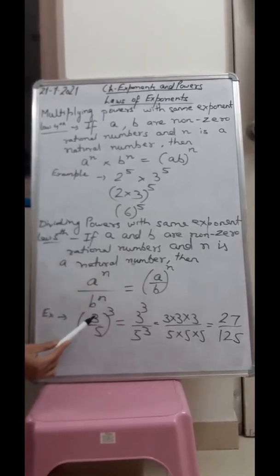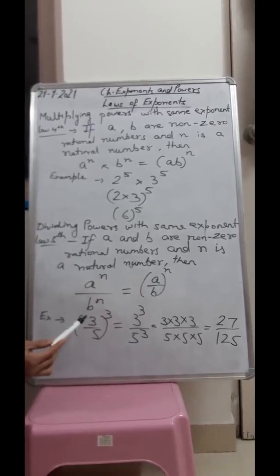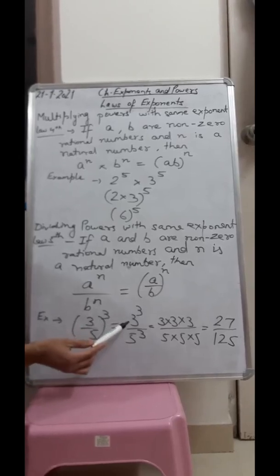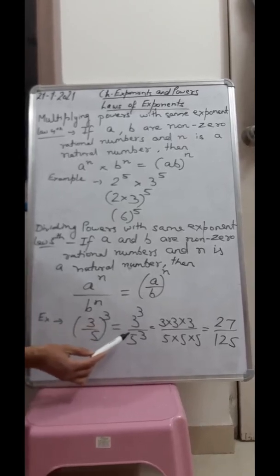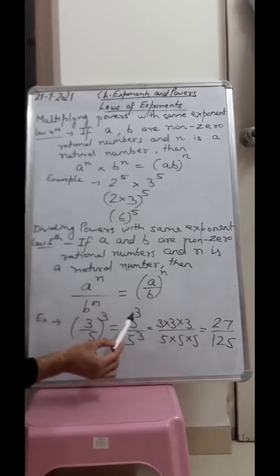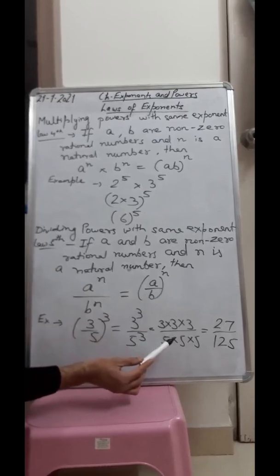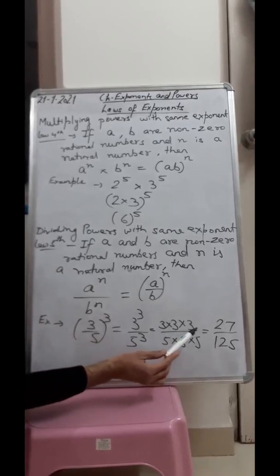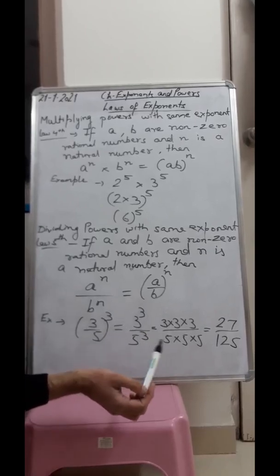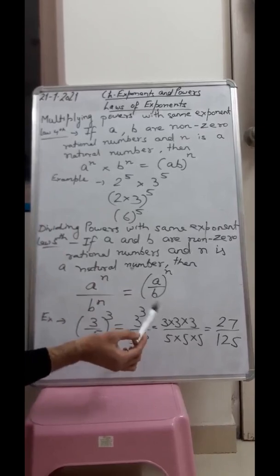Example, 3 upon 5 whole raised to power 3. That means both 3 and 5 have the same power. We can write it as 3 raised to power 3 upon 5 raised to power 3. How can we solve it? 3 raised to power 3 means 3 into 3 into 3, and 5 raised to power 3 means 5 into 5 into 5. It will give you numerator 27, denominator 125. So these are the laws of exponents.